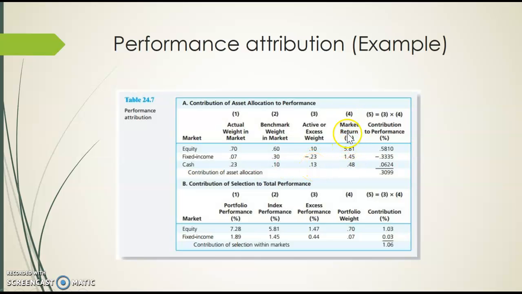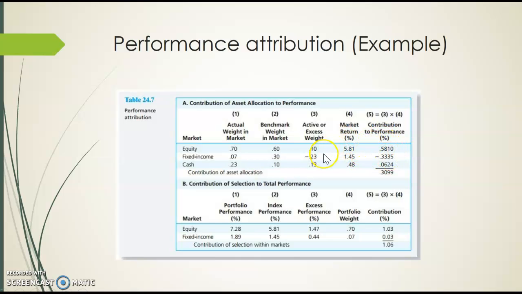Then I look at the market return in each of those different sections. So the market return on equity was 5.8%, return on fixed income 1.45%, and then the return on cash was 0.48%. So my overall contribution to performance, right? This is the contribution of asset allocation, and I come up with a positive number. So it said, yeah, I actually did do something right.